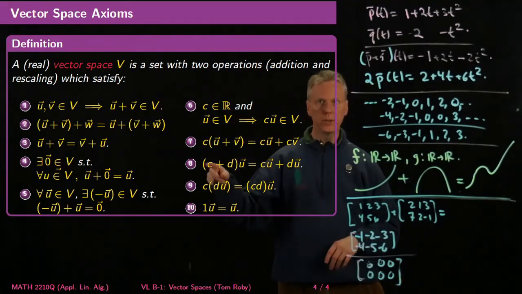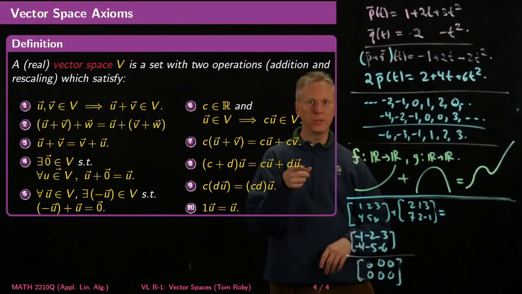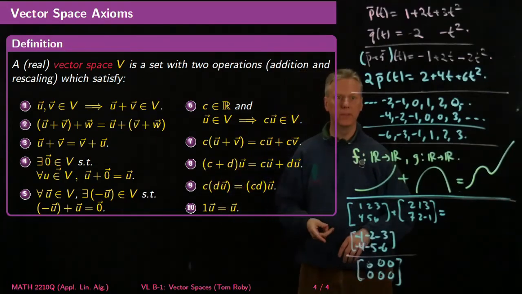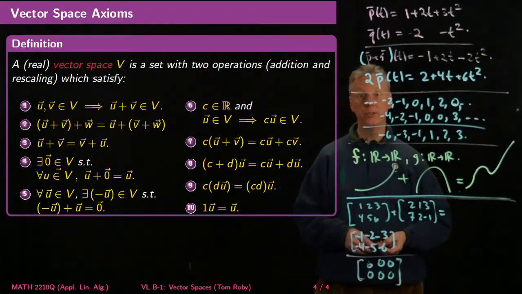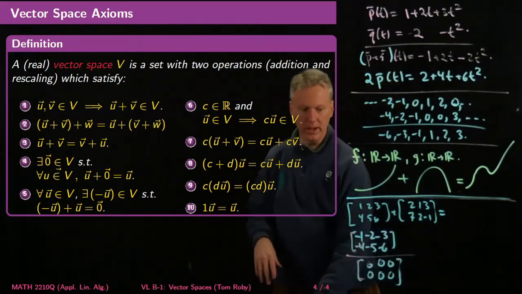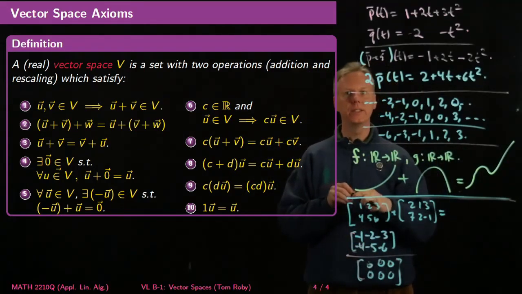Now, this one's a little bit different. This says if I have 2 times a vector plus 3 times the vector, that is the same as 2 plus 3, 5 times the vector, right? And that should make some sense to you. You can pick any one of these examples that you want to think about. But if you take, so 2 times p of t made sense here, right?